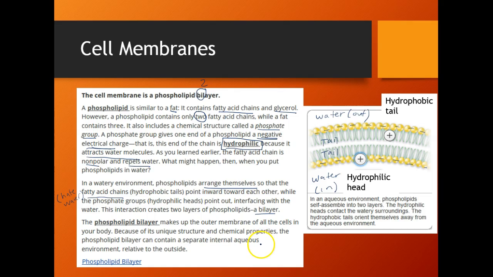The phospholipid bilayer makes up the outer membrane of all the cells in your body. Because of its unique structure and chemical properties, the phospholipid bilayer can contain a separate internal aqueous environment relative to the outside. So this environment on the inside could be different from the outside as well.